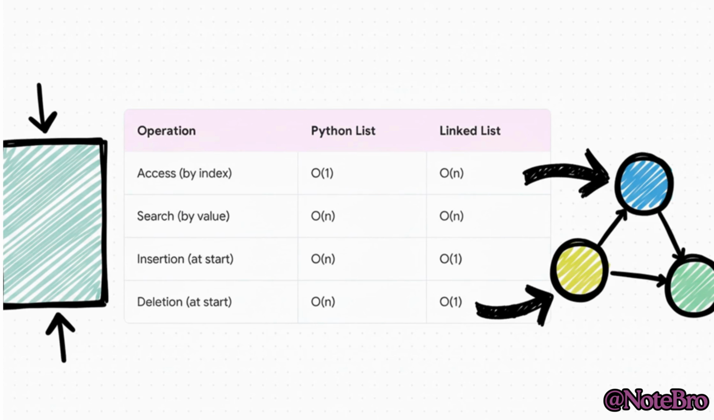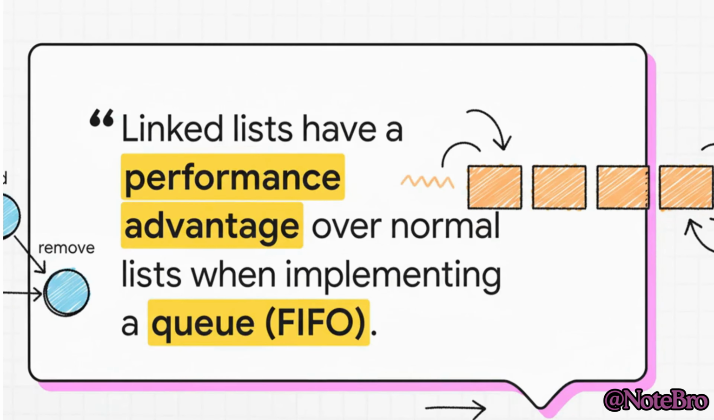But, and this is the big but, when it comes to inserting or deleting from the start of the list, the roles are completely reversed. The linked list is O(1), lightning fast, and the Python list is O(n), which means it gets slower and slower as the list gets bigger. And this quote from the folks at Real Python just hits the nail on the head. Linked lists really shine when you're building a queue, a first-in, first-out system. The best analogy is a line at a coffee shop. People are always being added to the back of the line and served from the front. That constant adding and removing from the ends is the perfect job for a linked list.